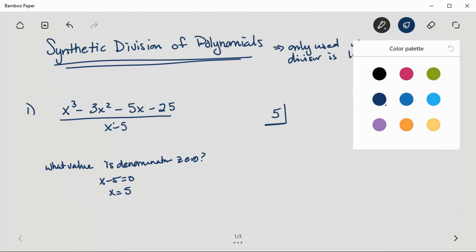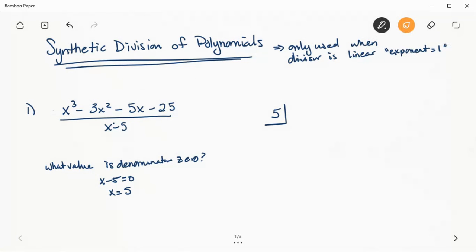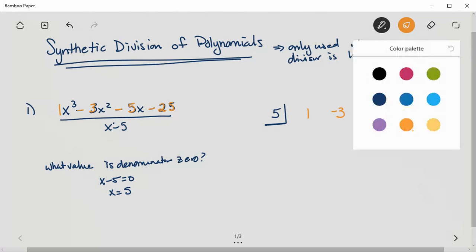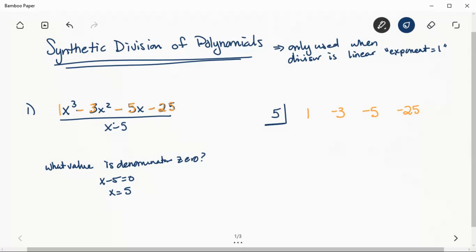The other values that are important to look at are the coefficients of our numerator, which are 1, -3, -5, and -25. Those coefficients now go next to the 5 as 1, -3, -5, and -25. To complete setting this up, we're going to skip a line, draw a line, and bring down our first coefficient.